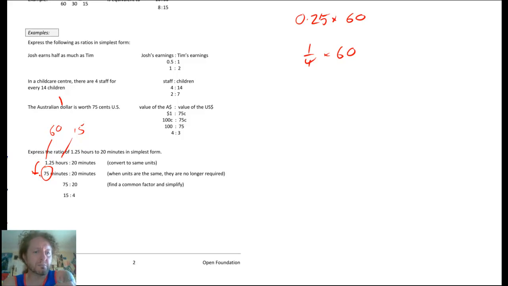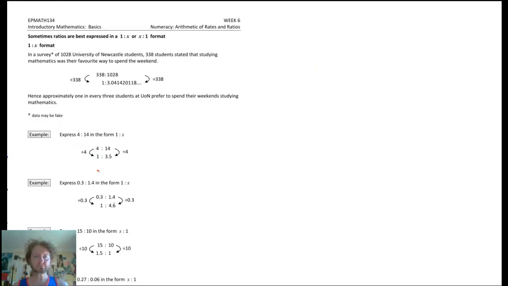So 75 minutes being compared to 20 minutes, I don't need the units anymore because they're both minutes. 75 to 20, they both have a common factor of 5, which brings us down to 15 to 4. Alright, so that's simplifying ratios.